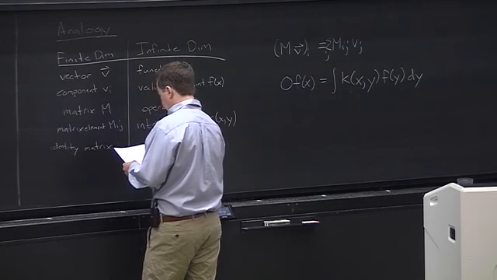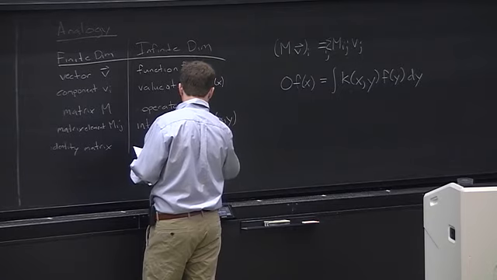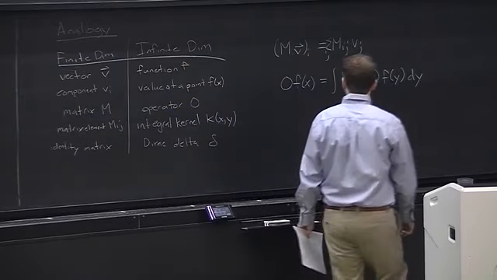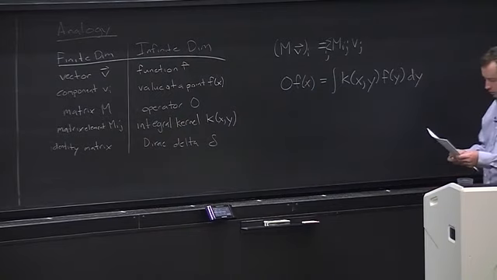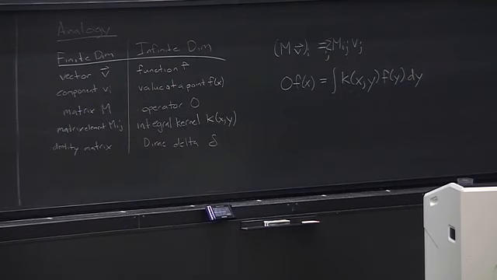And the identity matrix has the analog of the Dirac delta. So in terms of this analogy, we can think about the Green's function as the integral kernel of this inverse operator. So what is L inverse? L inverse is an operator such that L inverse times L is the identity. The identity is the Dirac delta.